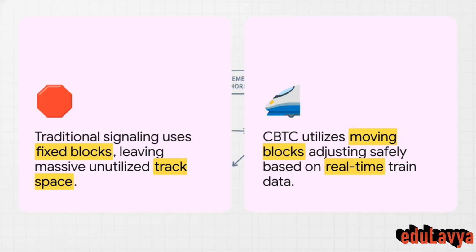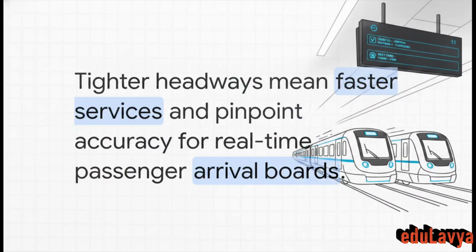CBTC introduces the moving block system. Because we have that real-time data we just talked about, the safe train separation distance fluidly moves right along with the train. It acts exactly like advanced adaptive cruise control on a modern car, which allows for much closer yet completely safe headways. And we really need to connect this brilliant engineering directly to the passenger experience. Tighter headways means operators can run way more trains on the exact same physical infrastructure. For us, that means faster services and way less waiting around on the platform.